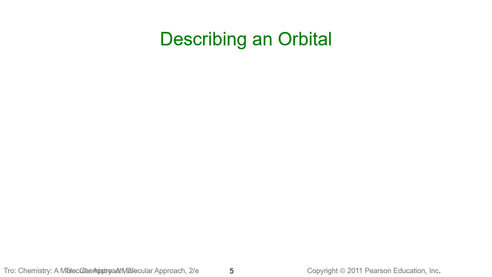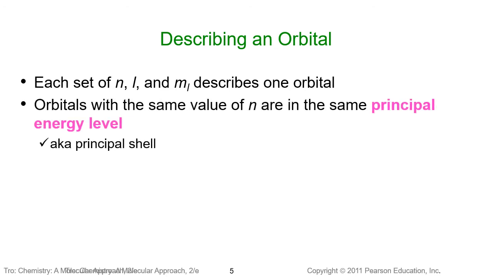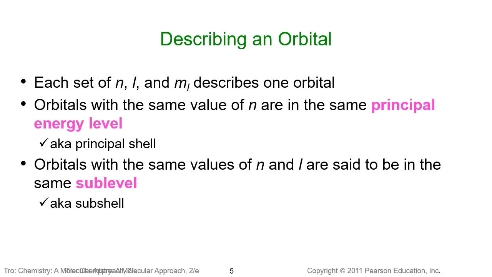When we're describing an orbital, we're using a set of quantum numbers to describe it. So it is an n number, an l number, and an m sub l number that describes one orbital, kind of like an address, like the state, the city, and the road that you live on. If the orbitals have the same n value, the same principal quantum number, that means that they are in the same energy level. If they have the same n and l, we say that they're in the same sublevel, or sometimes you'll hear it called the subshell.